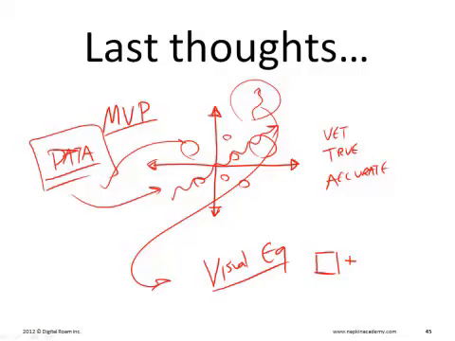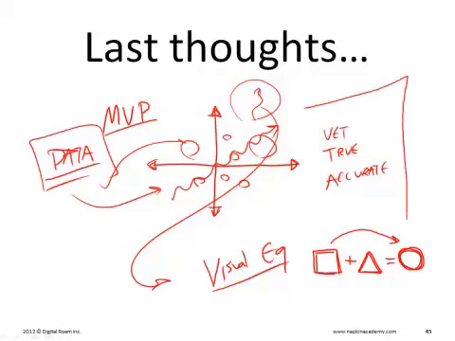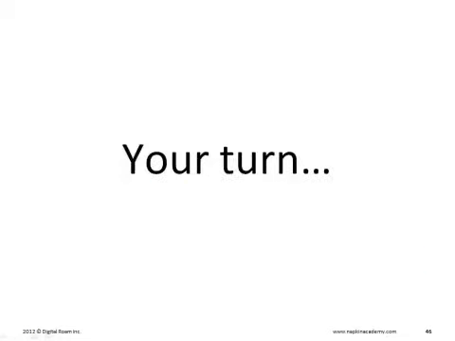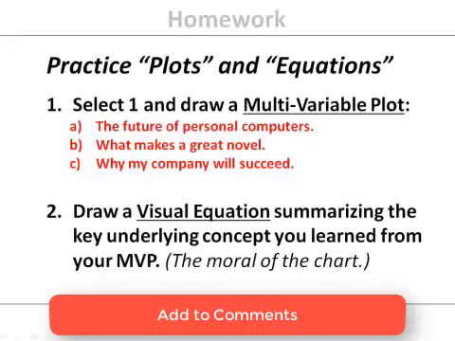then. A square plus a triangle may give me a circle. Give myself a visual equation that summarizes all of the detail and thought I put into my multivariable plot. Your turn. Homework. I'd encourage you to work on drawing a plot and an equation. Point number 1, draw a multivariable plot, and I'd like you to draw any one of these 3.